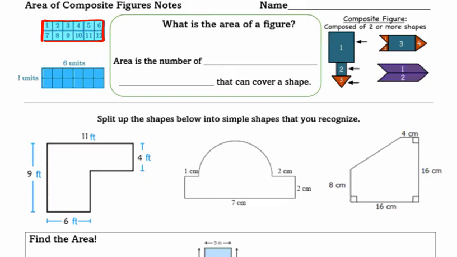Composite figures are going to be a little bit more complicated because there are going to be multiple shapes put together. Like you'll see on the right side, here we have a rectangle, another rectangle, and then a triangle. So it just looks a little bit more complicated.